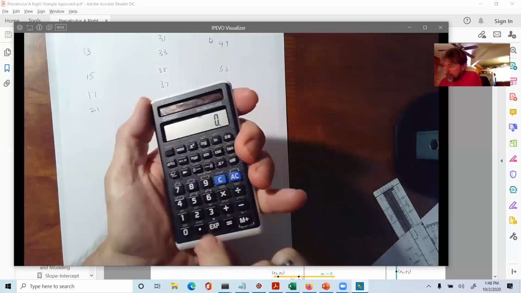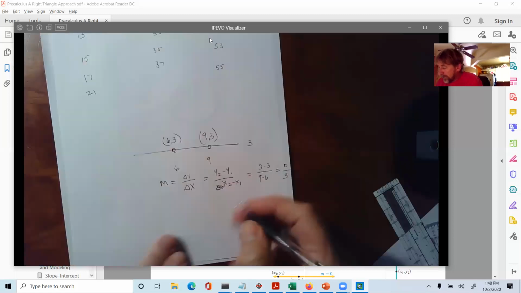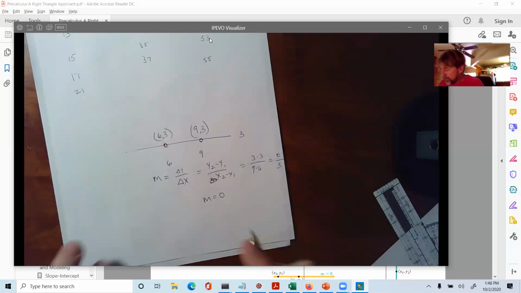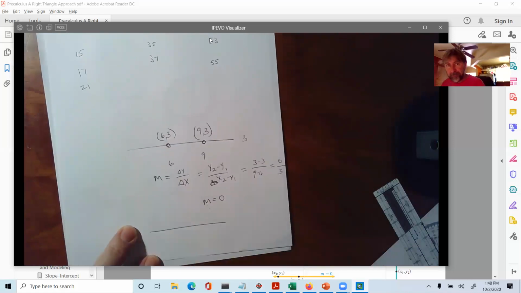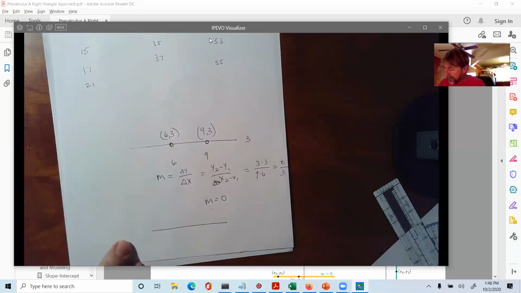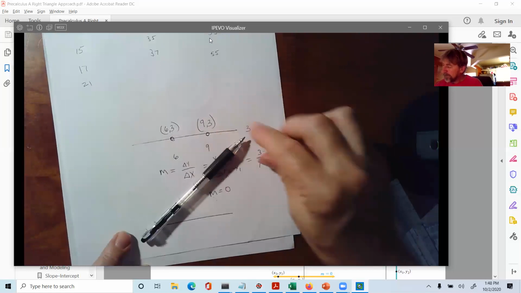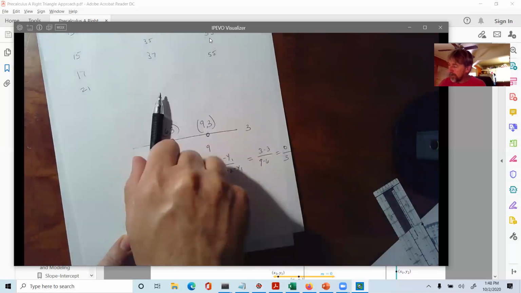Okay, so 0 divided by 3 is 0. So I have m equals 0. So a slope that is 0 is a horizontal line, right? And then we have slope of 1, 45-degree line, slope of 2, a little bit higher line, slope of 3.